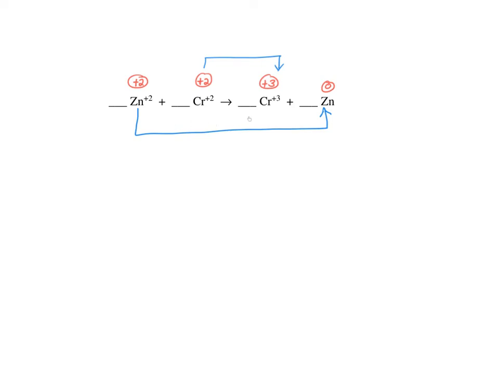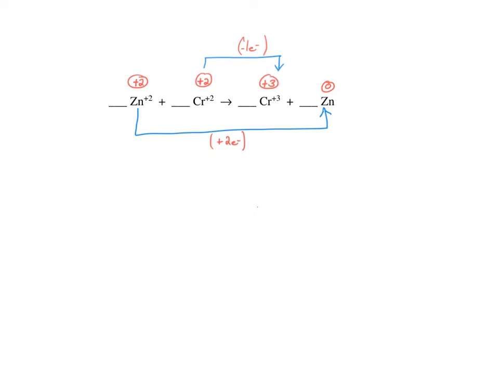Now we'll look at numbers of electrons. Zinc is going from +2 to 0. That's 2 electrons. We know 2 electrons are involved because the oxidation number is changing by 2 units. For chromium, the oxidation number of chromium is changing by 1 unit. That's going to involve 1 electron. The next step is to use small whole numbers to match the number of electrons lost and gained. So essentially we're looking for lowest common multiples.